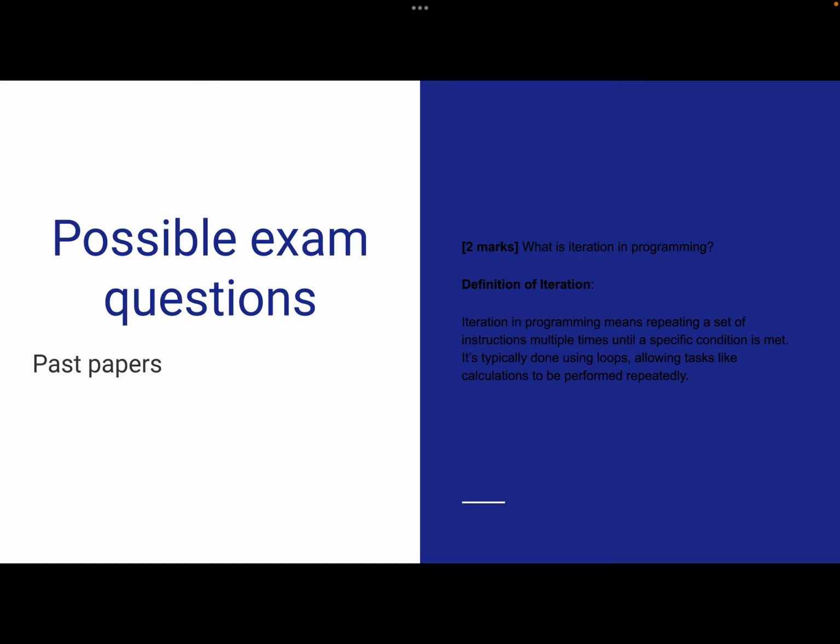So this is a possible exam question of a past paper. It's a 2 marker. It asks, what is iteration in programming? Basically just an easy 2 marker where you need to explain what iteration is. You could choose any of the two meanings, and to get the 2 marks you could answer: iteration in programming means repeating a set of instructions multiple times until a specific condition is met. It's simply done using loops, allowing tasks like calculations to be performed repeatedly.